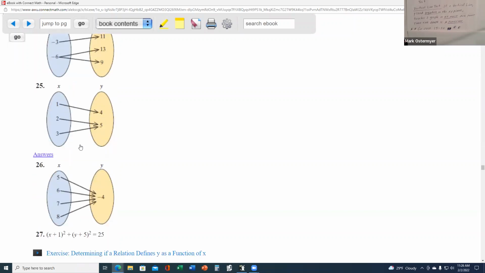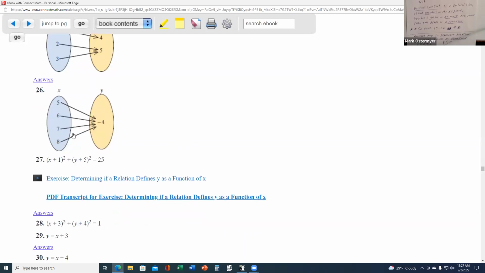Number 25, is this relation a function? Well, we'd have the ordered pairs of 1, 4, 2, 5, and 3, 5. Just because we got duplicate y coordinates, we don't care. All the x coordinates would be unique. There's no duplicate x coordinates. So number 25 would be a function.